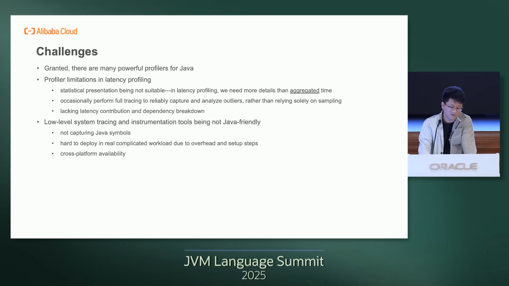This can be better explained in the demo later. On the other hand, we also have low-level system tracing and instrumentation tools, but they are not necessarily very Java friendly, meaning that they might not capture Java symbols, or you cannot specify Java entry points for instrumentation, and they might be hard to deploy in real complicated workloads, and there might be cross-platform availability issues.